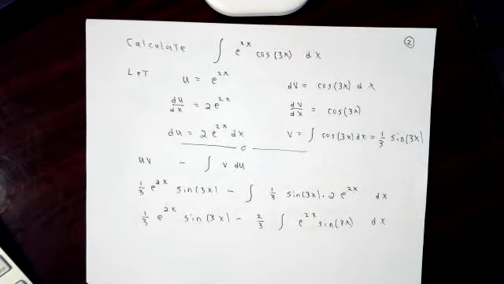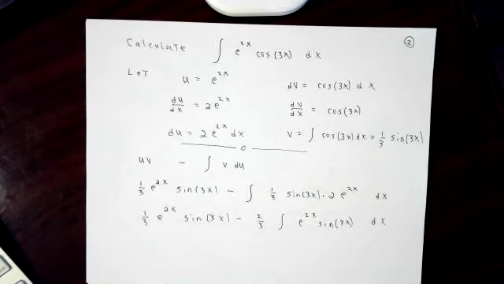Also, dv, being what it is, says that the derivative of v with respect to x is cosine of 3x. That's easy enough to integrate. An antiderivative is 1/3 sine 3x.